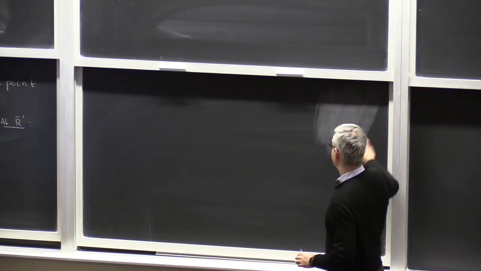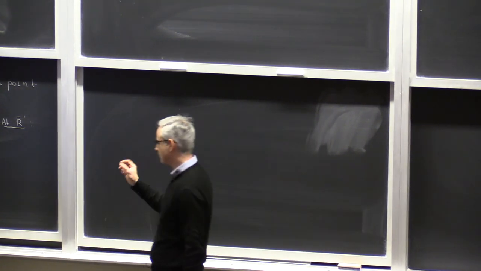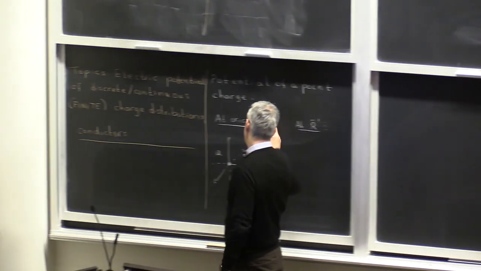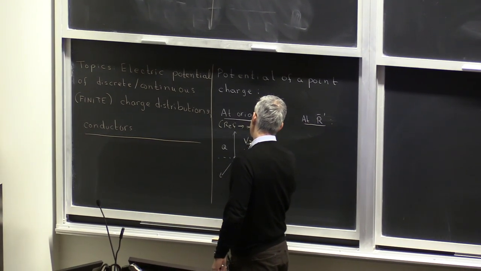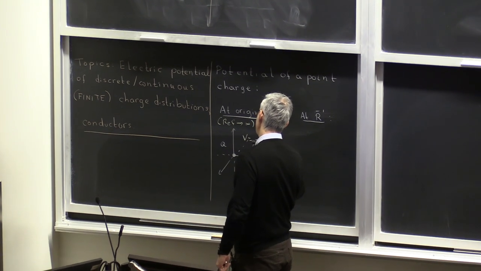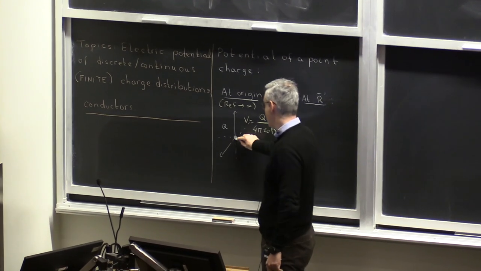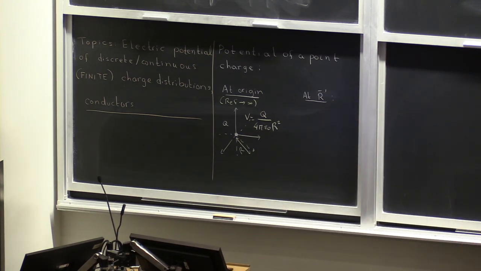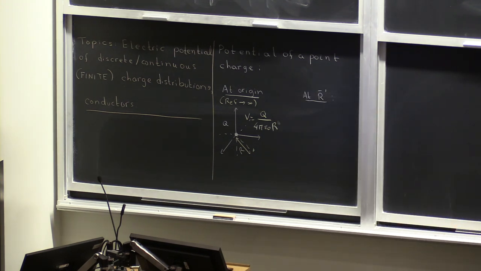But if you have finite charge distributions, then you can set the reference for potential to infinity. First of all, remember that we calculated the potential of a single point charge at the origin, and we found it with reference to infinity, that it was q by 4 pi epsilon naught r. So if I have a distance r from the charge, this is the potential that I will measure.